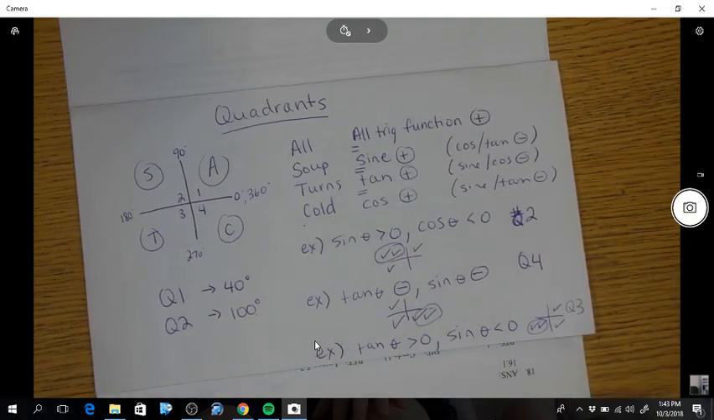Okay, that is the quadrants, or ASTC, in dealing with the trig functions.